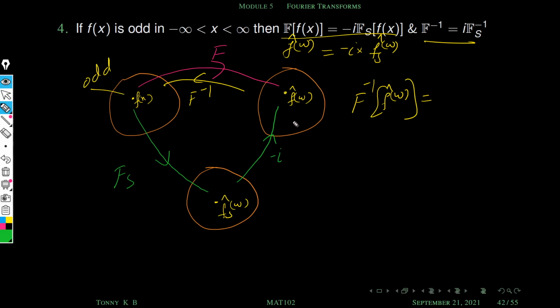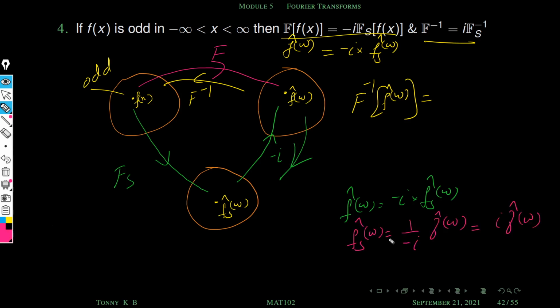So what is the idea? First we have to find fs cap of omega from f cap of omega. How? Because there is a simple relation between fs cap of omega and f cap of omega. This is the relation: f cap of omega equals minus I times fs cap of omega. If you have a Fourier sine transform, then you simply multiply it by minus I, that gives f cap of omega, provided f of x is an odd function. So first we have to remove the effect of this minus I.